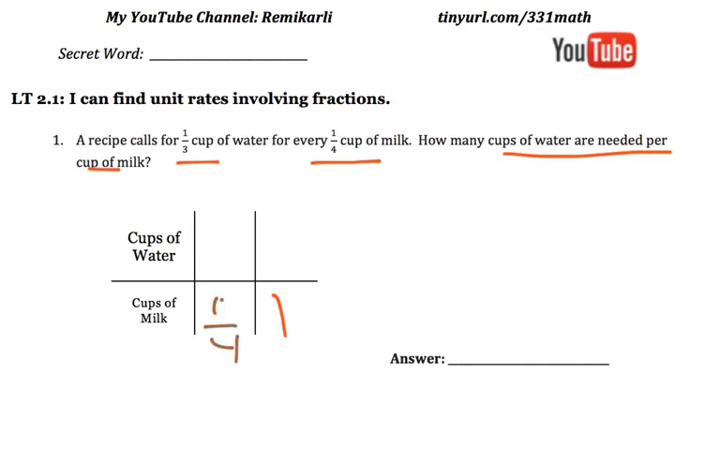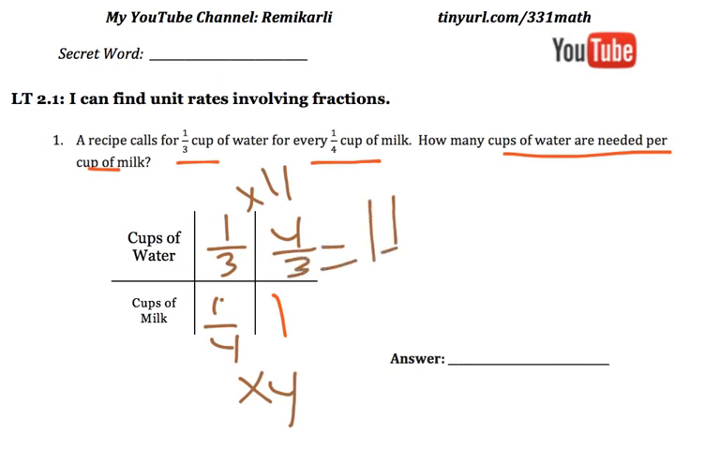So this means you have to find how many is in 1 milk. And the easy way to do this, you can do times 4, because 1/4 times 4 gives you 1. Then you have to do 1/3 times 4, which gives you 4/3. And you simplify it to 1 and 1/3.